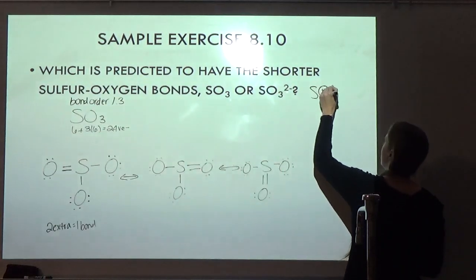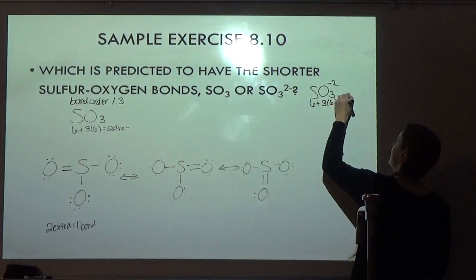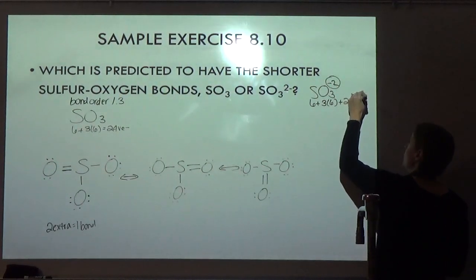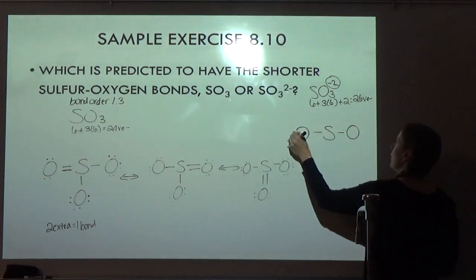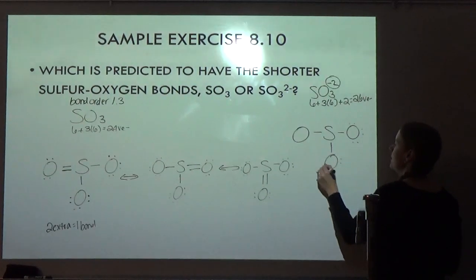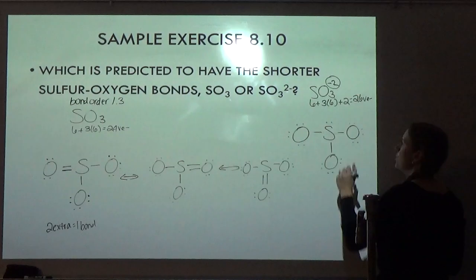So SO3 negative 2: S has 6, O has 6 times 3, but I'm going to add 2 extras because of that negative 2 charge. So I have 26 valence electrons. So I put S in the middle, bond all my O's. So this O needs 6, this O needs 6, this O needs 6. S has 2, 4, 6, so it needs 2.